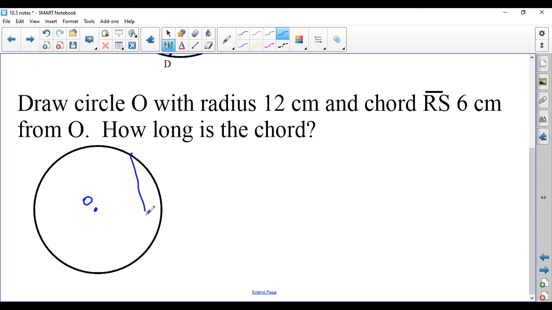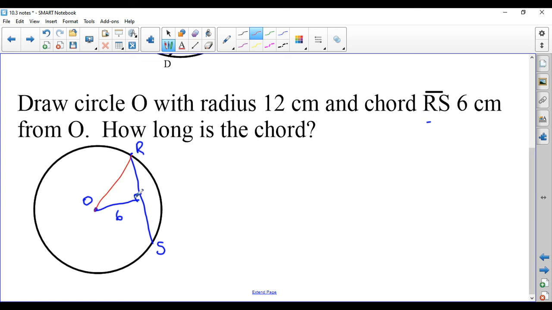We have a chord RS whose length that is 6 centimeters from O. So we're going to draw the chord, and the distance from O has to be along a perpendicular. Chord RS is 6 centimeters from O, so this length is my 6 centimeters. This is circle O with a radius of 12 centimeters. So the hint with all circle problems is when you feel like something's missing, add a radius to an important point. In this case, I can draw the radius from O to R or from O to S.